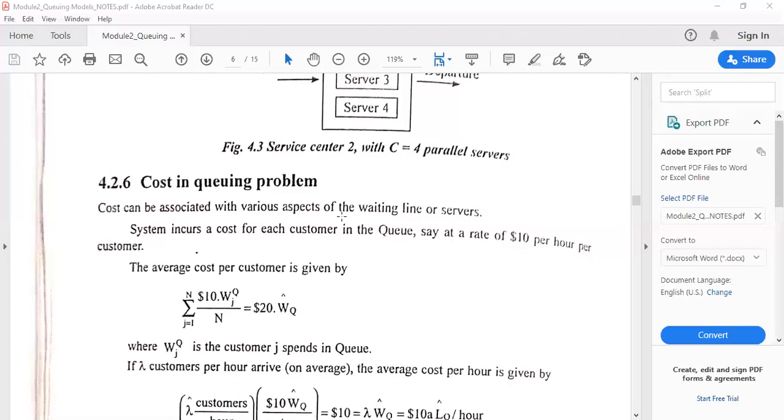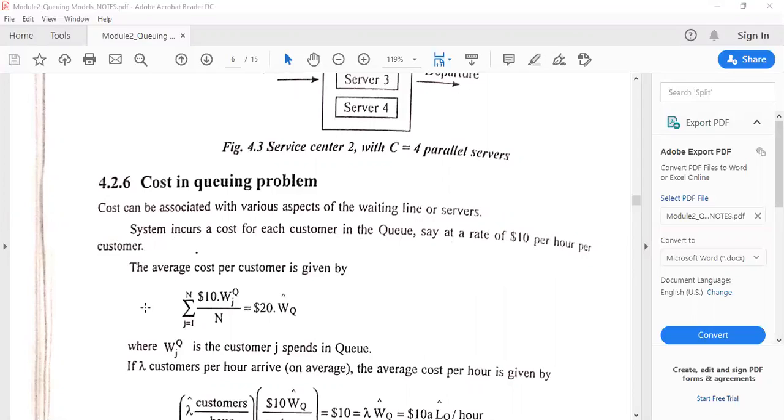Cost can be associated with different aspects, right? So for example, cost can be associated with respect to the waiting line or the number of servers in the queuing system. So the system incurs a cost for each customer in the queue, say for example at a rate of $10 per hour per customer, right? So for any customer who is waiting in the queue, let us say the cost is $10 per hour per customer, right?